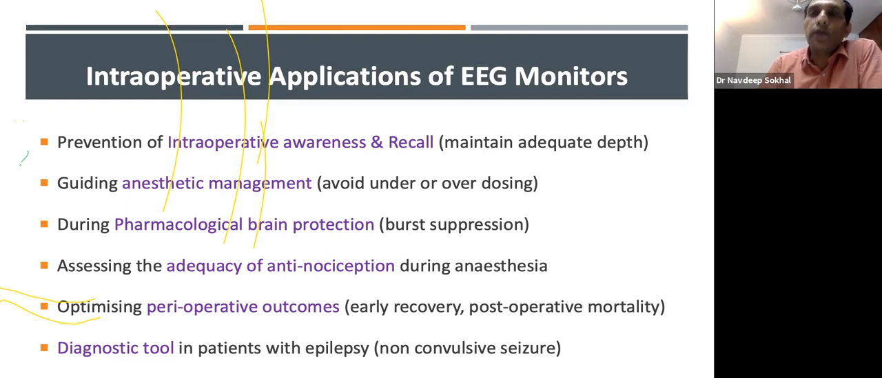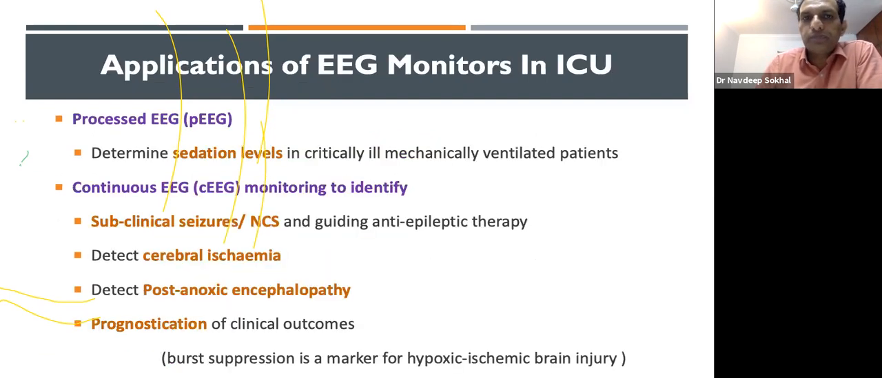Suppose a patient has non-convulsive epilepsy where you are not able to see any convulsions externally, but the EEG shows seizures. You can diagnose the non-convulsive seizures with EEG-based monitors. So there are multiple applications of these monitors besides measuring depth of anesthesia.